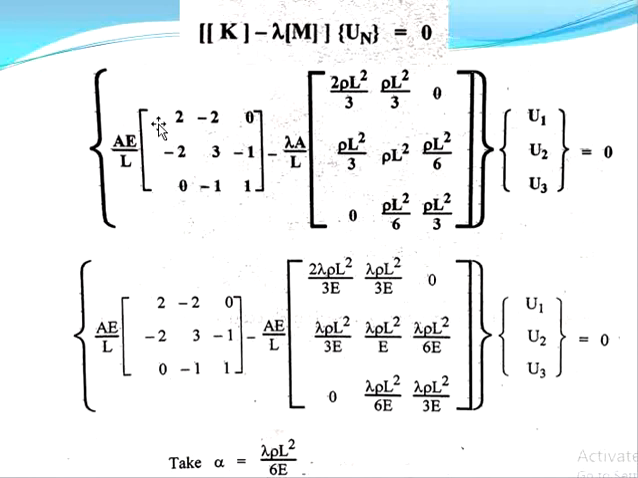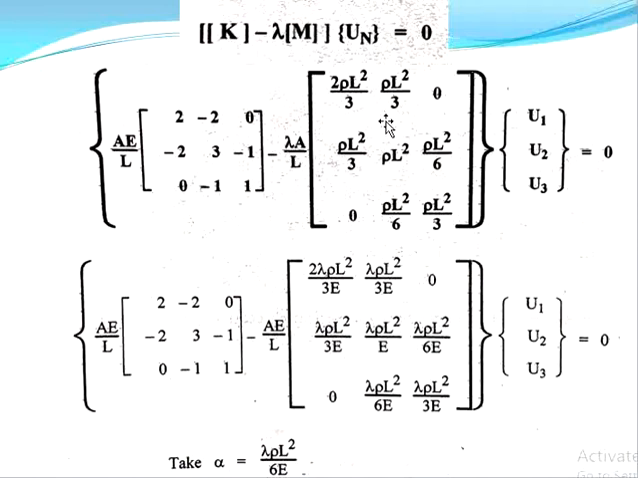So this is nothing but the global stiffness matrix, then lambda as it is, A upon L, and this is the mass matrix, global mass matrix, and global displacement vector. The size of the K matrix and the capital M matrix should be the same for addition or subtraction. So we need a common factor AE upon L. Here also we require AE upon L.